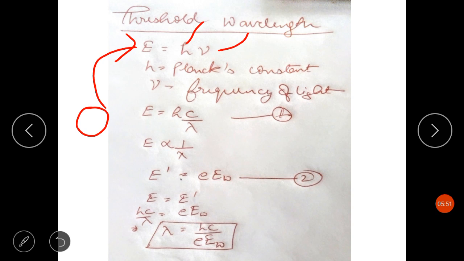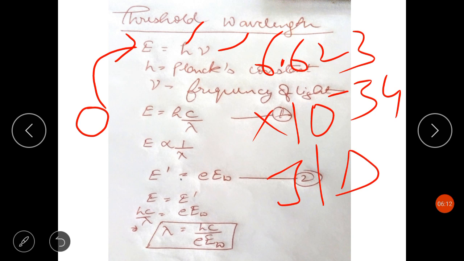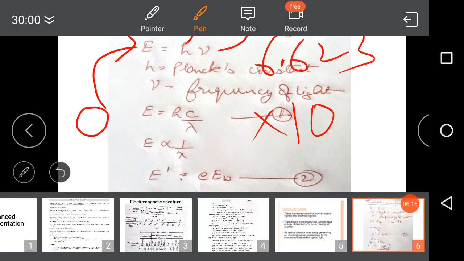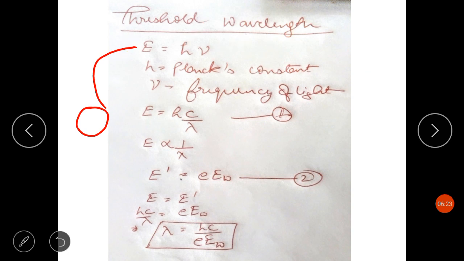Now, what is the value of Planck's constant? We know it is 6.623 into 10 to the power minus 34 joule-seconds. This is the value of Planck's constant. So, as I was telling you, as per the quantum theory of light, light exists in the form of photons, and each photon has the energy E is equal to h nu, where h is Planck's constant and nu is the frequency of light.